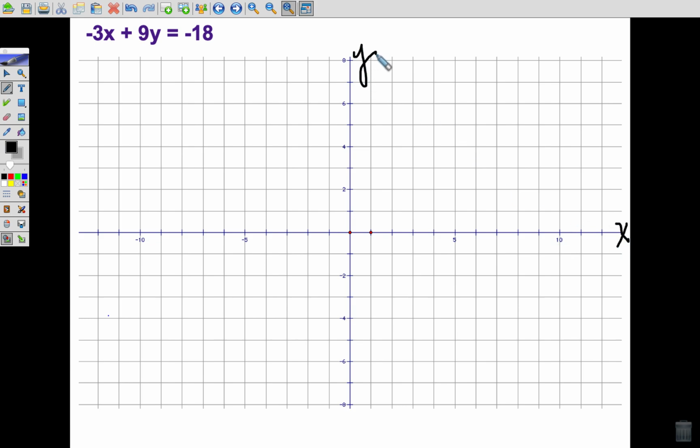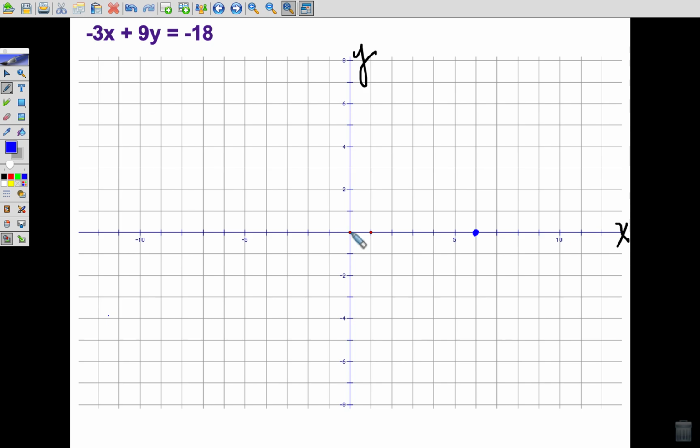Our vertical axis is y. Please don't put numbers on your coordinate plane. Okay, it's not necessary because we can count. And we're going to go to the origin, and first we're going to graph 6, 0. So we're going to go 6 to the right. And we're not going to go up or down, so there's our point. That's our x-intercept.